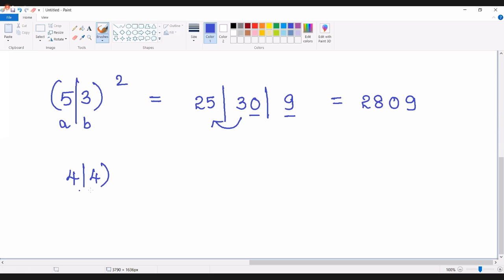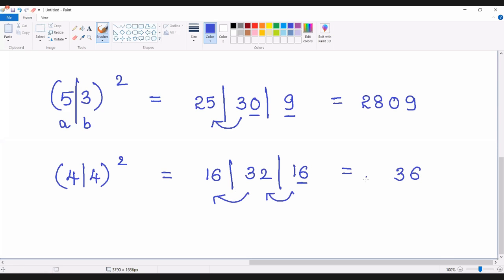For example, I want to find out 44 square. 4 square is 16. 2ab is nothing but 32. Again 4 square is 16. Take the last digit, which is 6. Send 1 as carry. 32 plus 1, that is going to be 33. Take 3 as carry. 16 plus 3, that is going to be 19. Answer choice is 1936.